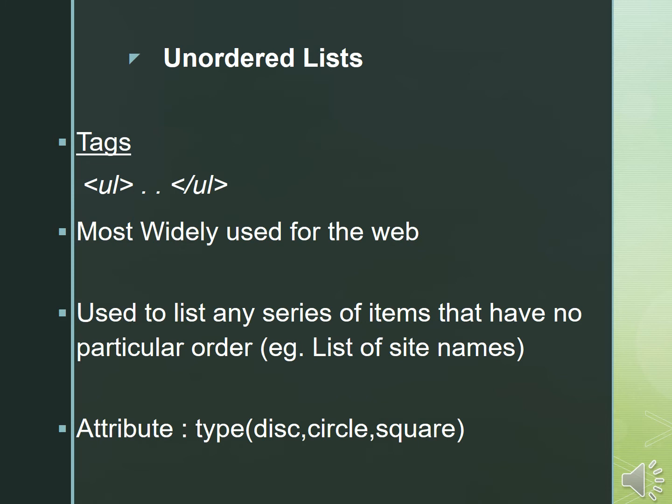Unordered list. The tag used for unordered list is ul followed by the list and the closing ul. It is the most widely used list on the web. It is used to list any series of items that have no particular order. The attribute present in unordered list is type, which has three values: square, circle and disk. Disk is the default value for unordered list.